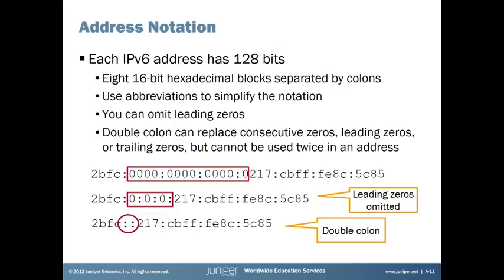So here's an example where we've got, first of all, 3 blocks of all zeros, and then we've got one leading 0 in front of the 217. So we can get rid of the leading zeros straight away. But what we can also do is get rid of blocks of consecutive zeros. So that whole block of zeros is just replaced with 2 colons. So that makes it a lot easier.